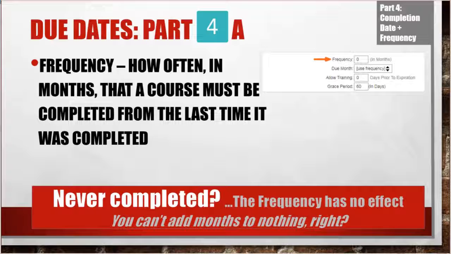Part 4, the completion date plus the frequency. The person would have had to have completed the course to have a date to add the frequency to. If they've never completed it, then the frequency really has no play in the requirement due date calculation process, because you can't add months to something that does not exist.